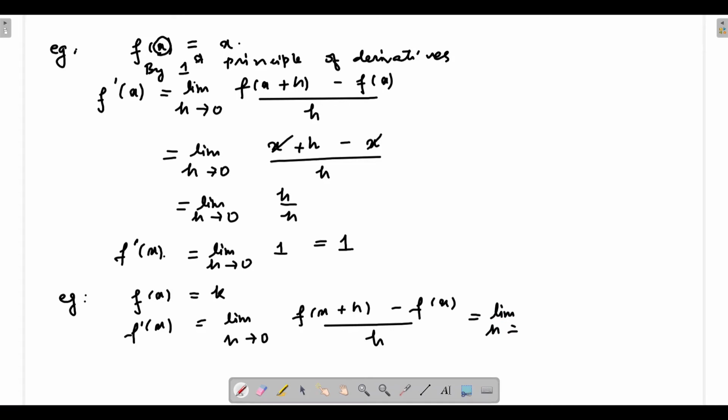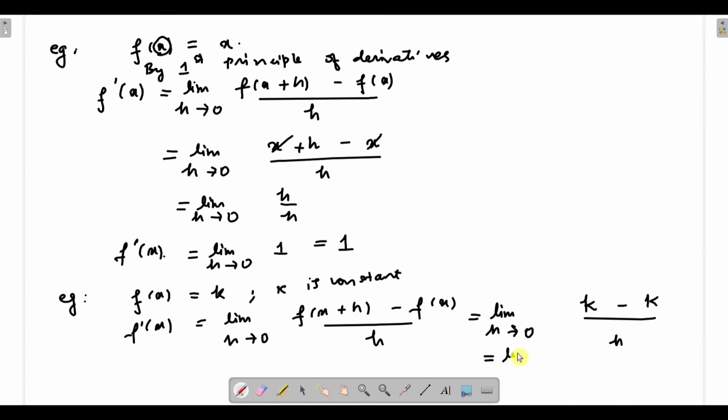Limit h tends to 0, f(x + h) will be what? Now the function is f(x) = k, so that means for every x the value of the function is the constant k. See, this k is a constant. So what will be f(x + h)? f(x) is equal to k for every x, so f(x + h) will also be k, right? So minus f(x), which is k, and then divided by h.